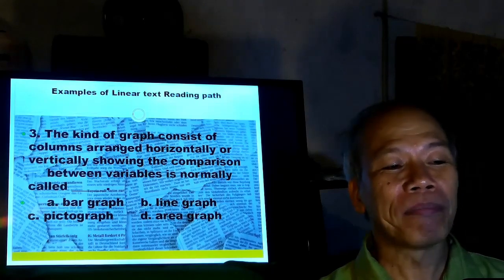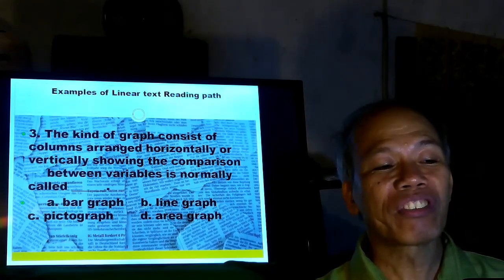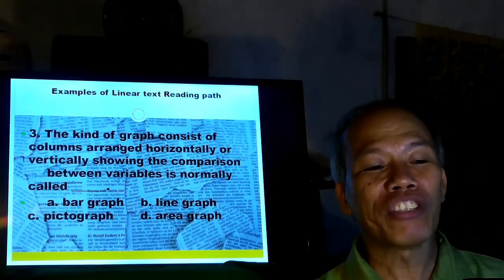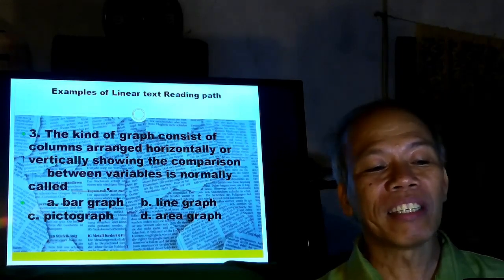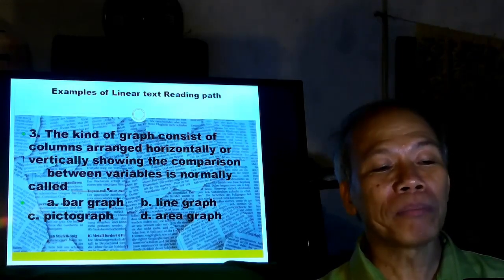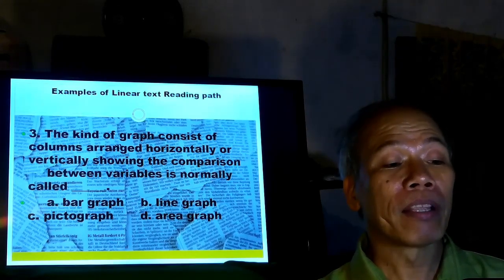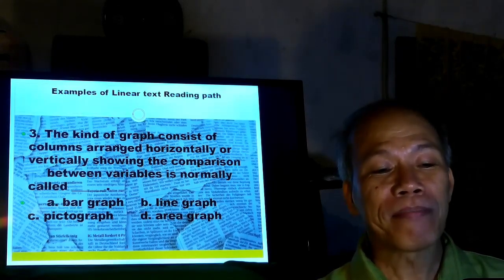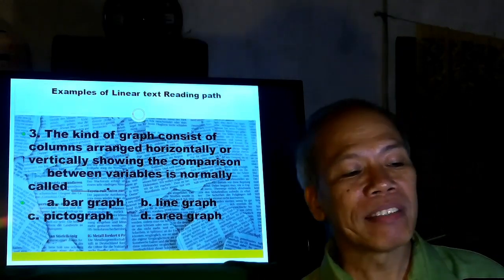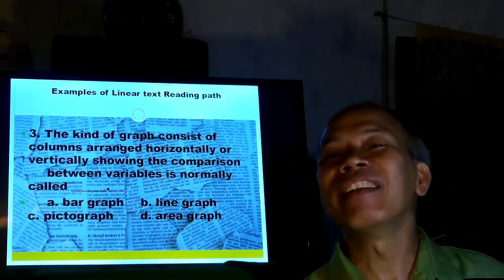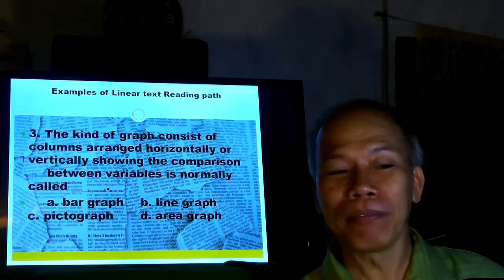Number 3. The kind of graph that consists of columns arranged horizontally or vertically, showing the comparison between the variables, is normally called A. Bar graph, B. Line graph, C. Pictograph, D. Area graph.